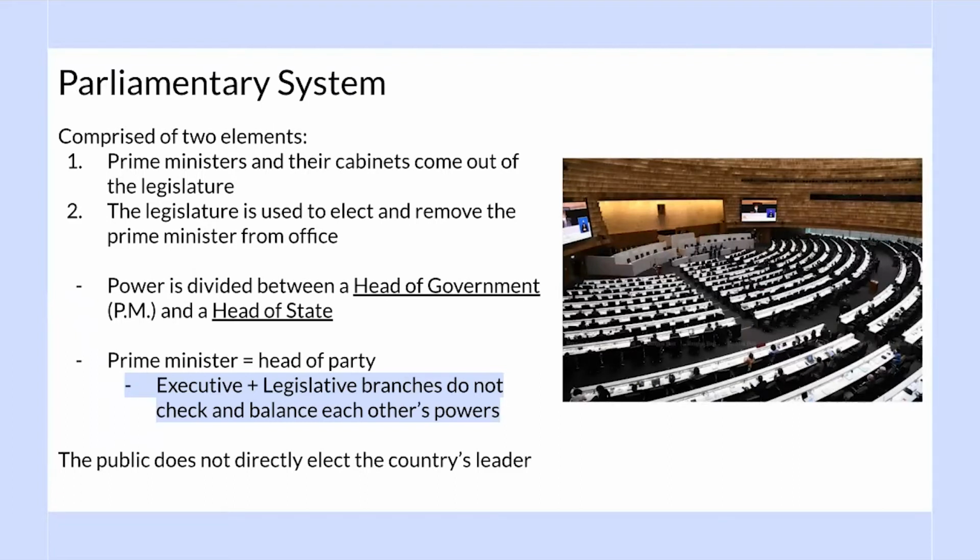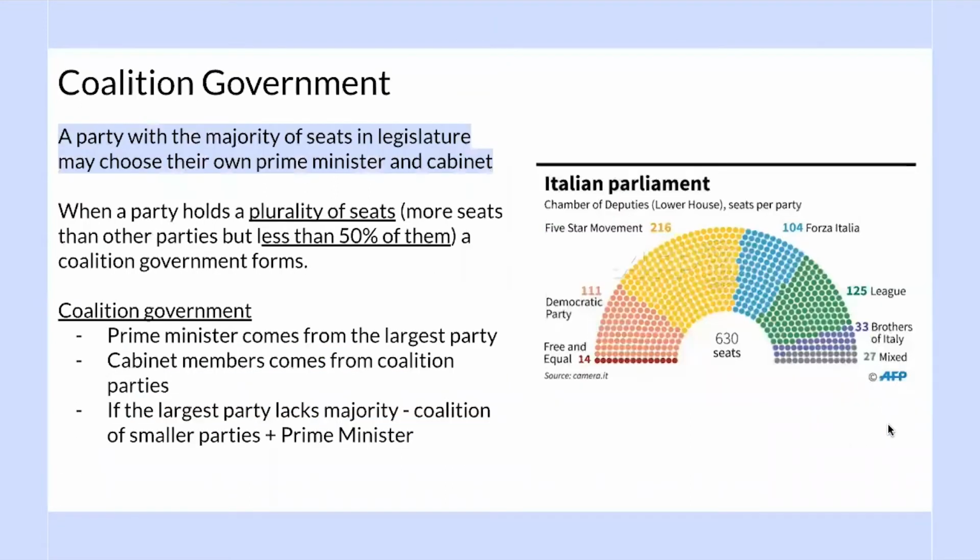This means that the executive and legislative branches are often fused and do not check and balance each other's powers. Moreover, the public does not directly elect the country's leader, but rather directly elects the party, and the party will later elect the prime minister and the cabinet members. A coalition government can also be formed when a party holds a plurality of seats, which means more seats than other parties, but still less than 50% of the total number of seats. In a coalition government, the prime minister comes from the largest party, and cabinet members would come from the coalition parties.